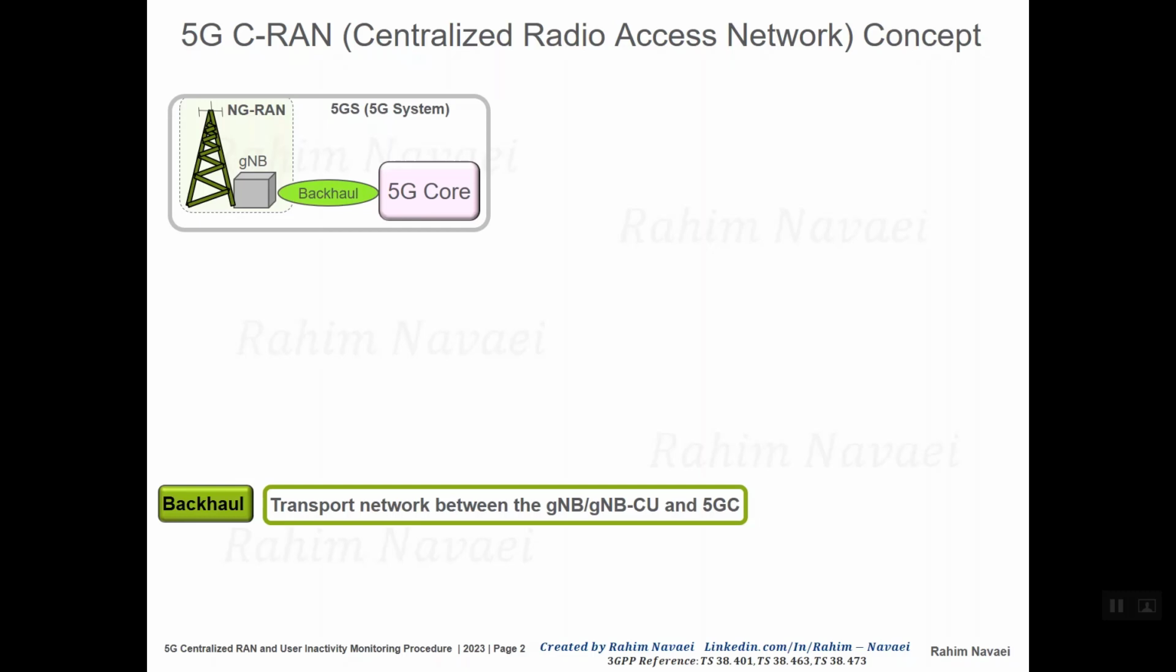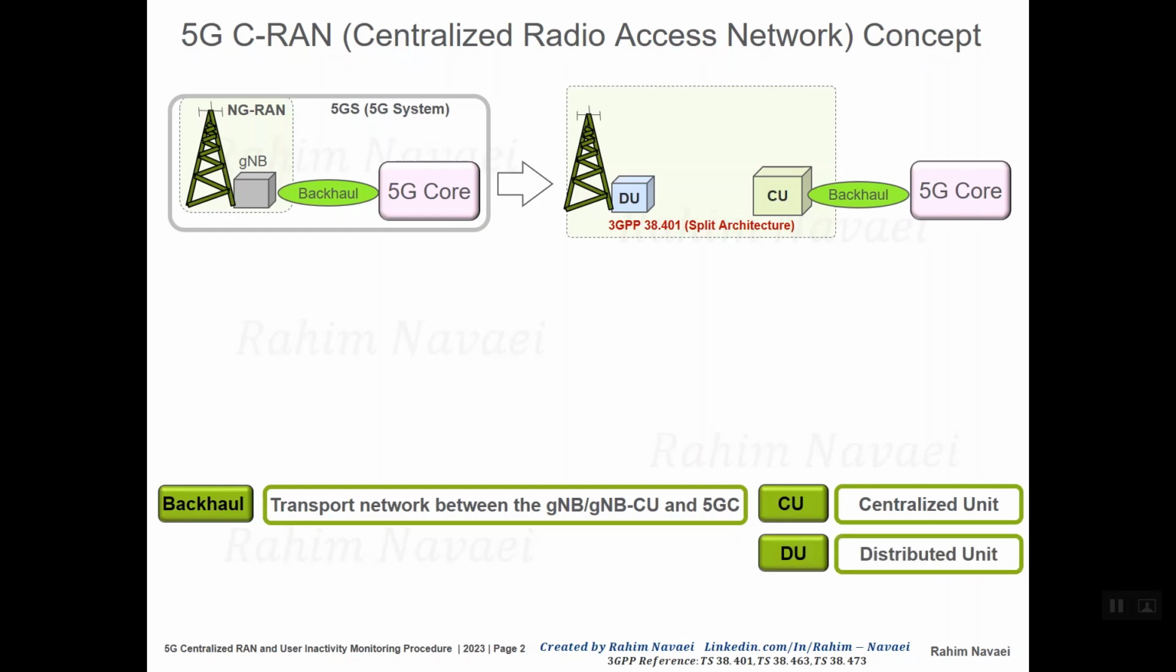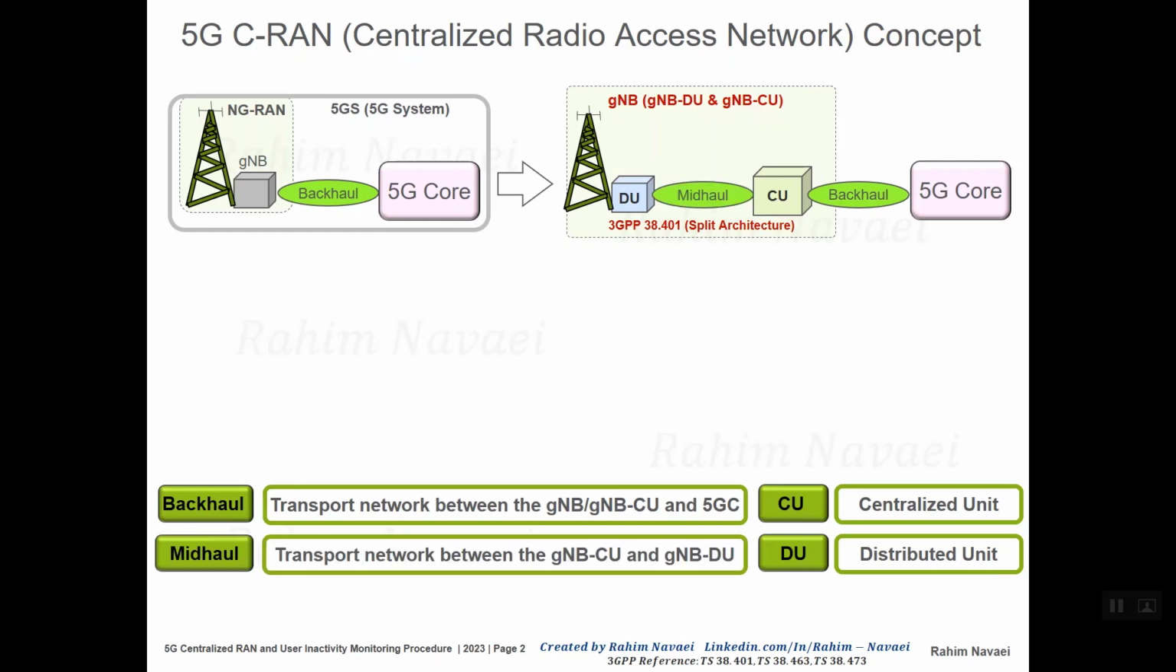According to the 3GPP specification, we can take the functionality of the gNB and separate it into two functional units: CU, Centralized Unit, and DU, Distributed Unit. CU and DU together do the job of the gNB. The two functional units are connected to each other through a transport network called Midhaul.